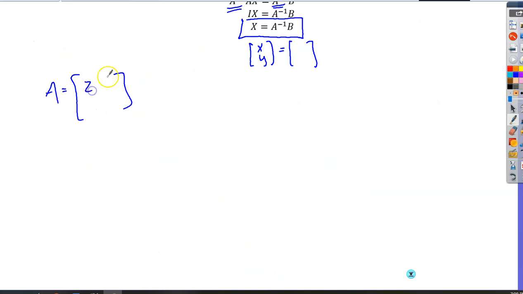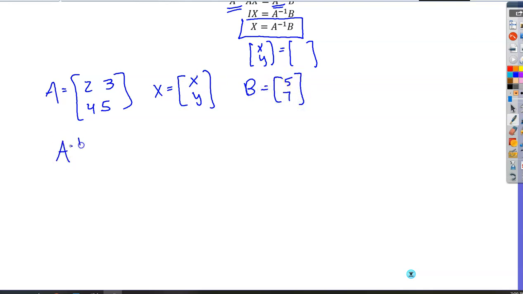Okay, so we've got 2, 3, 4, 5. And our X matrix is our matrix of variables in order, X, Y. And our B matrix was 5, 7. Okay, so I need A inverse times B. So A inverse, well, the inverse of A, remember, we're going to do the determinant, 1 over the determinant.